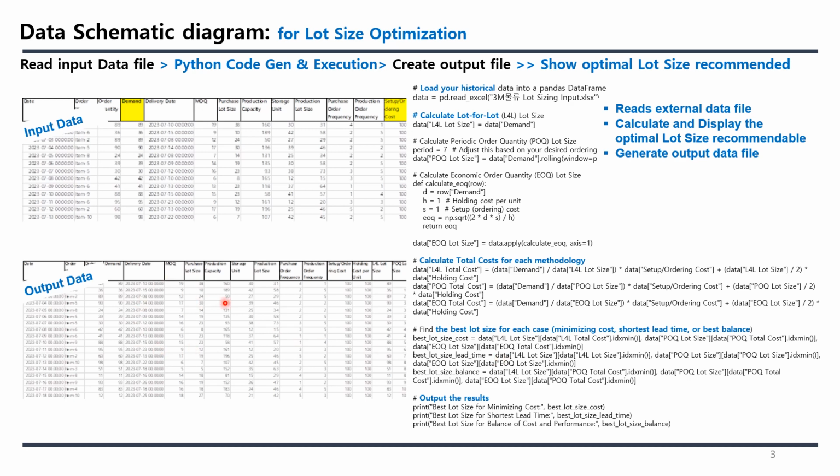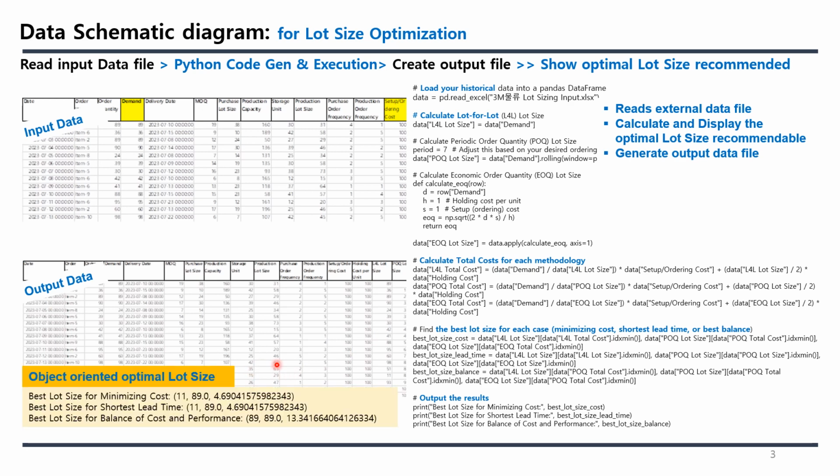This is an output file, and at the right-hand corner of this file, we can see the lot size of each methodology, like L4L, POQ, or EOQ. Then finally, we can get the lot size depending on the goal of the enterprise. So you can get objective-oriented optimal lot sizes like this: the lot size for the purpose of minimizing the cost, the lot size for the shortest lead time, and also the lot size for balance, keeping a balance between cost and performance.